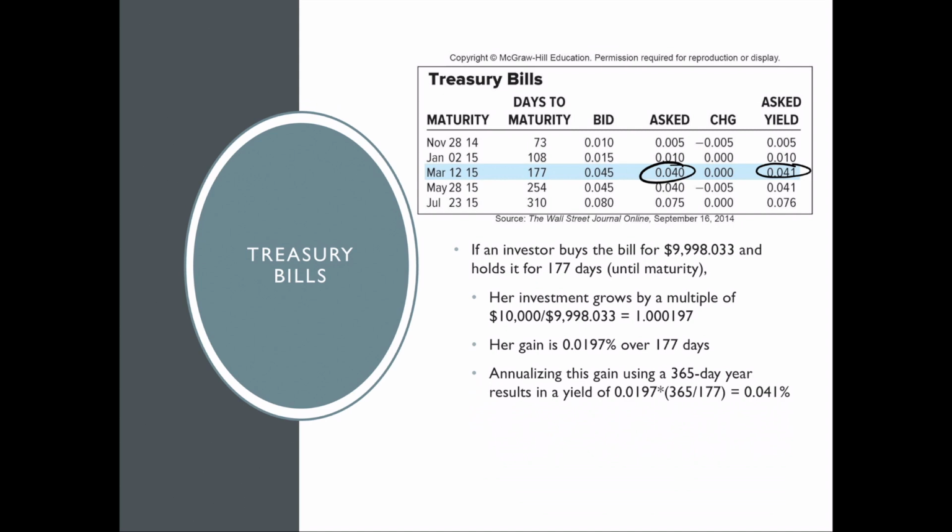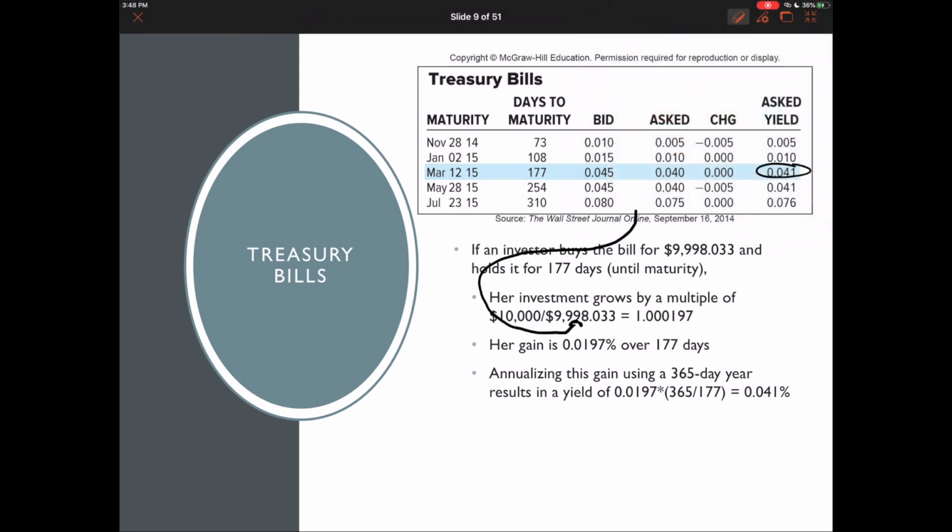So if you purchased it for the asking price, which is based on this 0.04% yield, you're going to be paying this amount. I guess I didn't have to go all the way down to that part. If you purchase it for the asked yield, which equated to a price of $9,998.033, and you held on to it for 177 days and then received the $10,000 of face value at maturity, your actual yield on that purchase would be 0.041%, slightly different from the way that's listed in this Treasury bill quotation.